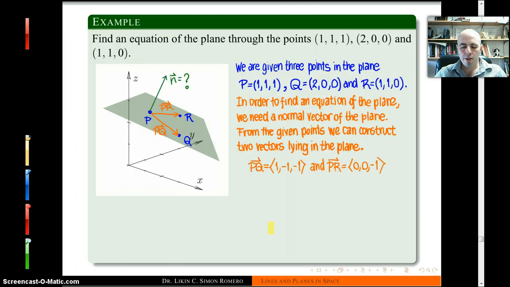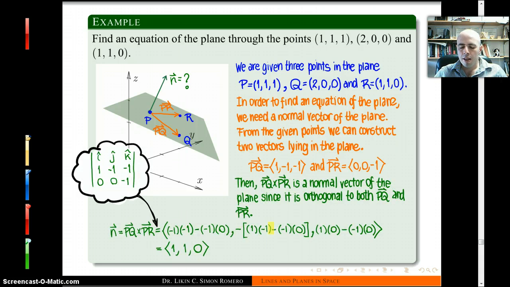In order to find the equation of the plane, we need a normal vector of the plane. From the given points that we have, we can construct two vectors lying in the plane. In order to get a normal vector, we need a vector orthogonal to both. And we know that the cross product is a normal vector of the plane, since it is orthogonal to both vectors. So I'm going to take the cross product. Notice that I just put the determinant over there, and I obtain that the normal vector is 1, 1, 0.